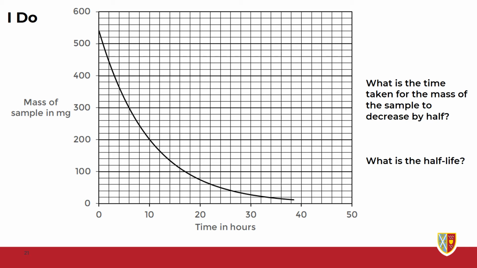So what is the time taken for the mass of the sample to decrease by half? To decrease by half, we look at where it starts, and it starts off at 540. Half of that is 270, so at 270 I'm going to draw a line across to the graph, and then a line straight down, and we can see that line goes straight down at about 7 hours. So the time taken for the mass of the sample to decrease by half is 7 hours, therefore its half-life is also 7 hours. It's the same thing, it's the same definition.